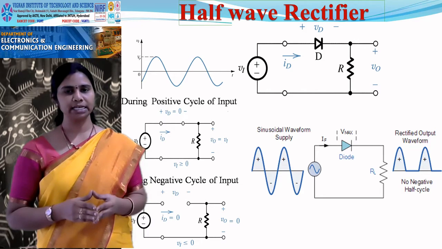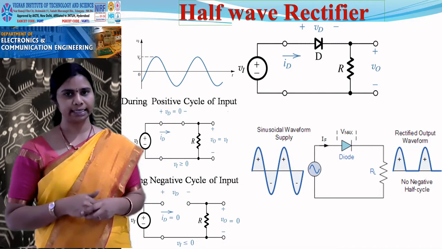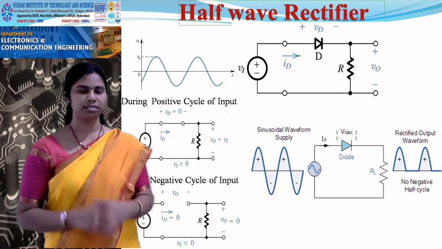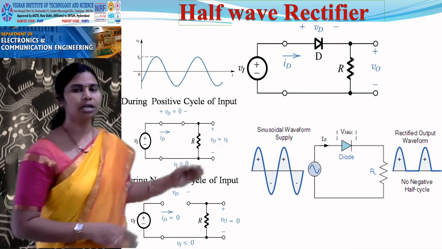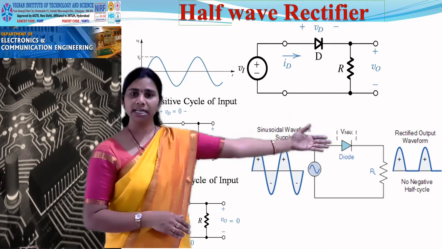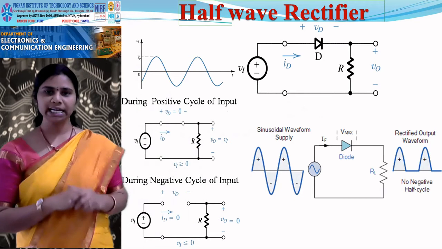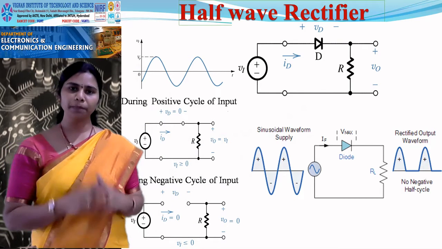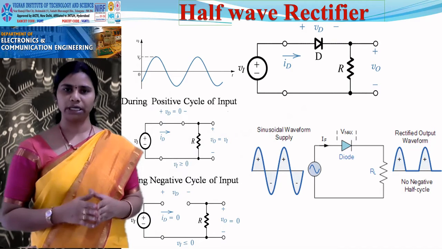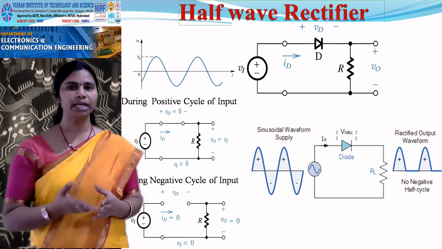Why are you getting pulsating DC? The DC consists of still more AC content in it. It's not pure DC. So you term it as pulsating DC. So this half wave rectifier is able to convert AC into pulsating DC, not pure DC. This pulsating DC has ripples in it, has AC content in it, which you need to filter out. We can add some filter components and we can filter it.